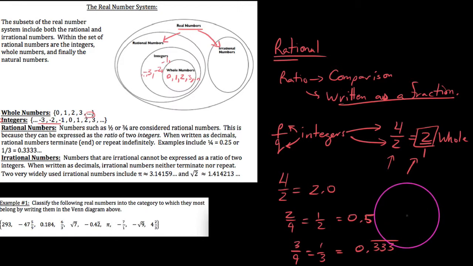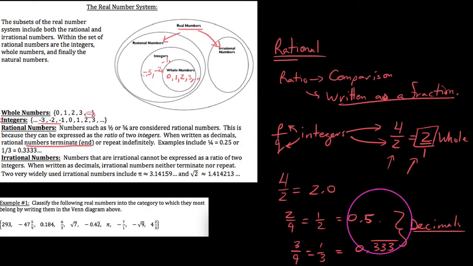0.333 repeating. And so there's one very important characteristic of all rational numbers, and that is this. They have decimals that do one of two things. We write this up here, but we say the decimals terminate or end. So this decimal here, you'll notice that it's 0.5. It didn't go 0.5 and on forever and ever. If a number is rational, then it either terminates or it repeats indefinitely.